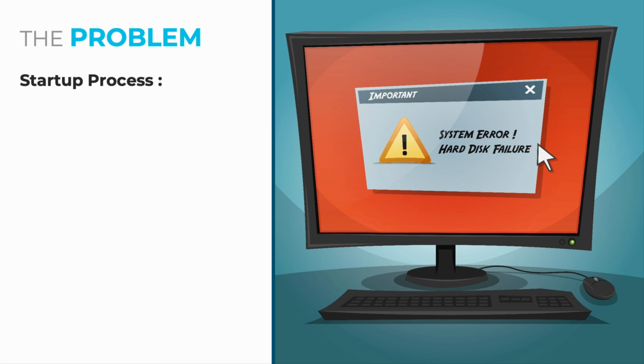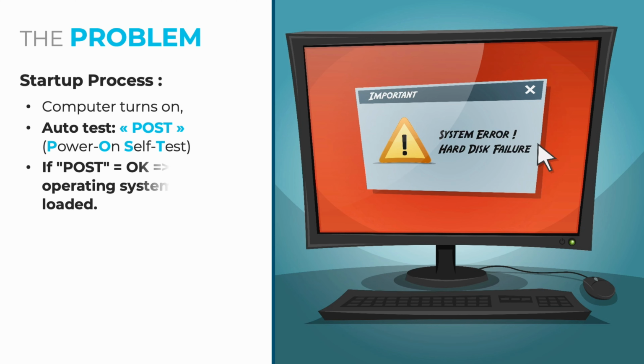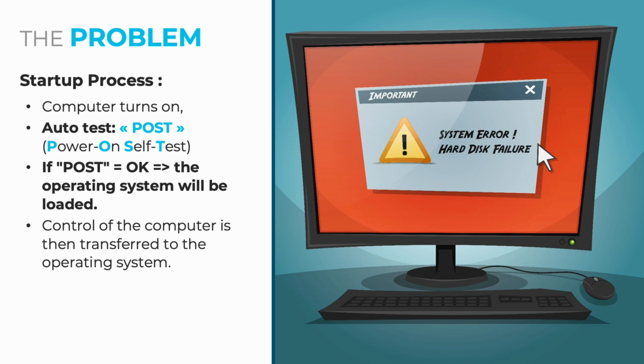The problem: to fully understand how the computer performs its startup process, we will see these different steps. First, the computer turns on. Then it launches what is called the self-test, POST, power-on self-test. This is what triggers the booting after having checked that everything is okay. If the POST has passed all of these tests, then the operating system will be loaded. And finally, control of the computer will be transferred to the operating system.